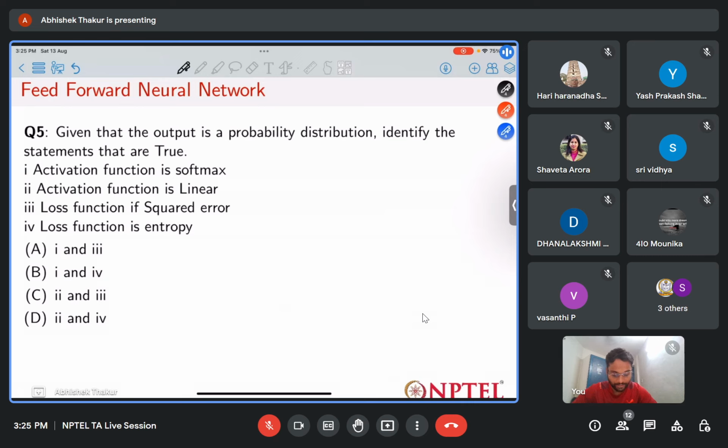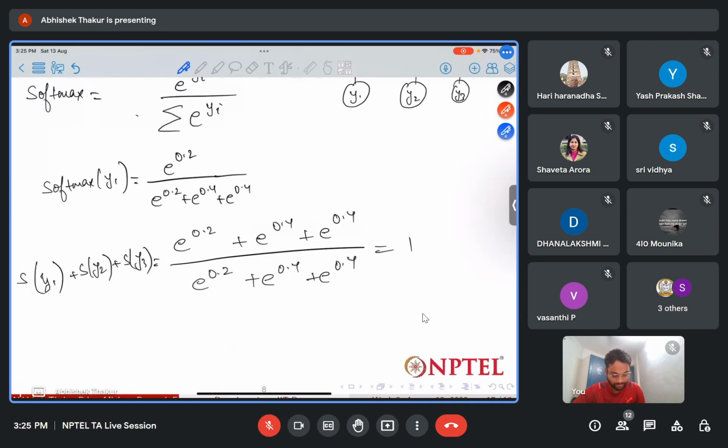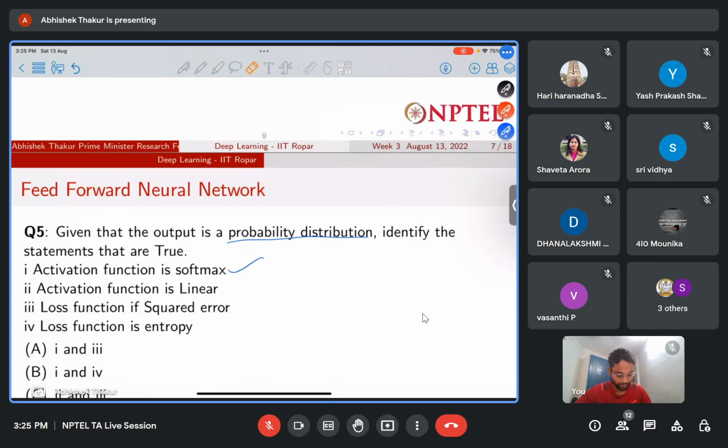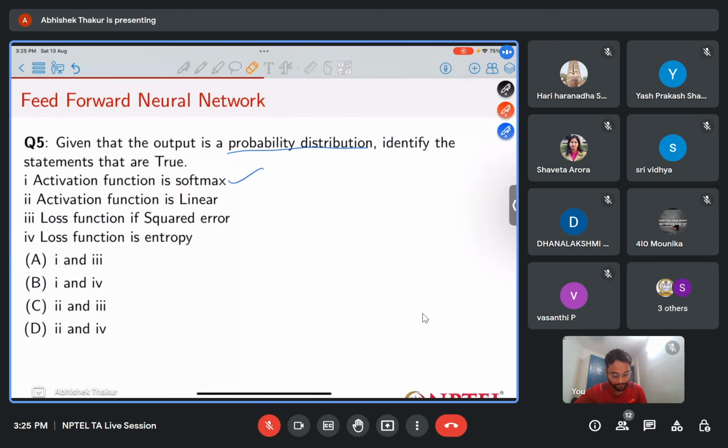Statement 1 is saying that the activation function is softmax. Is this the correct option? Yes, statement 1 is correct. Statement 2, the activation function is linear. We have already seen why for a probability distribution the activation function is softmax, because the summation of all the output values gives 1. So option 2 is wrong.